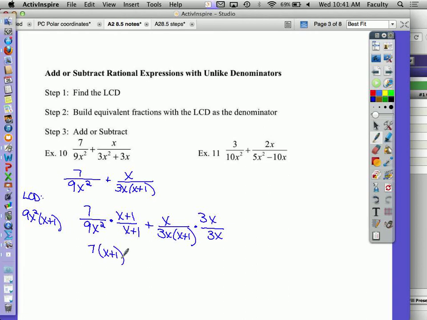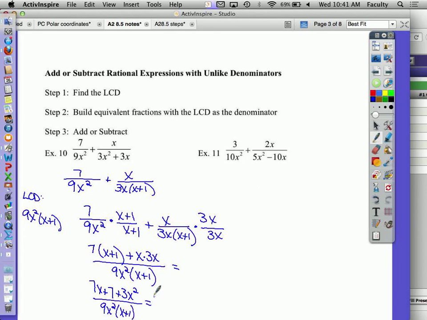I'm going to need to take 7 times x plus 1 plus, and I'm going to take the x times 3x, but the denominators are the same, right? So we're going to put it over the common denominator. I do not recommend starting the distributive property early because when we get to the subtraction, you'll get into trouble with forgetting to distribute the minus. So let's do it this way, nice and slowly. So this is 7x plus 7 plus 3x squared over the common denominator.